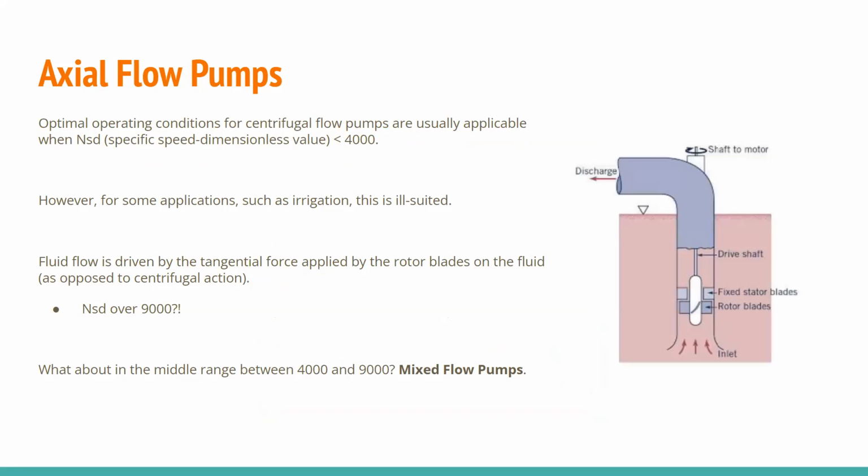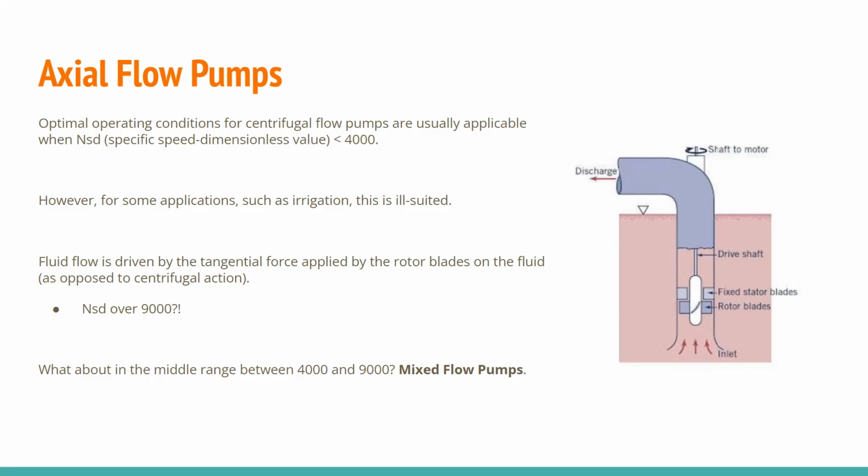Now we have axial flow pumps. So optimal operating conditions for centrifugal flow pumps are usually applicable when the NSD, which is a specific speed dimensionless value, so it's like the operating speed of the pump, is less than 4,000. For some applications such as irrigation, where a very high flow rate is required, this is not optimal. So in axial flow pumps, fluid flow is driven by the tangential force applied by the rotor blades on the fluid, as opposed to centrifugal action. We can see the rotor blades in the diagram on the right, and you can achieve NSD values in these axial flow pumps over 9,000.